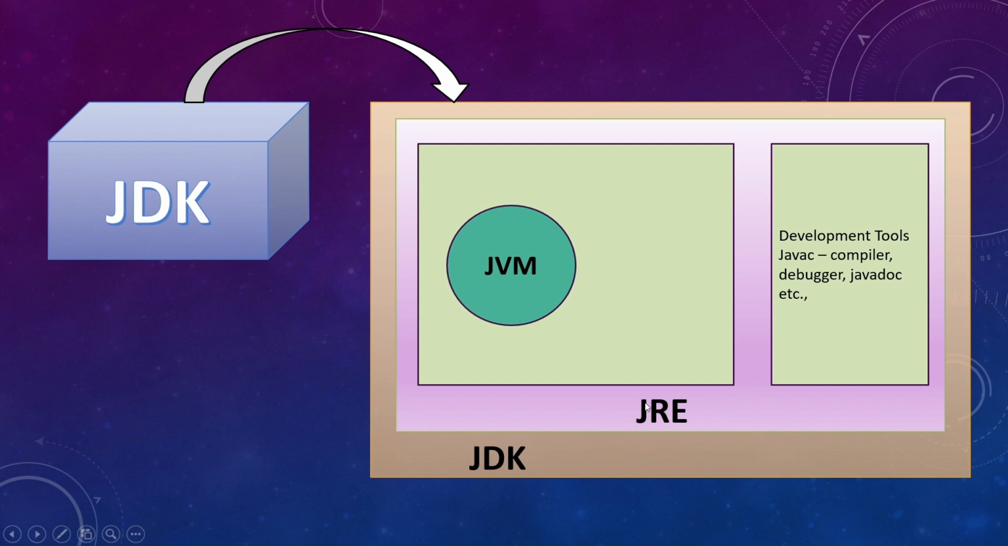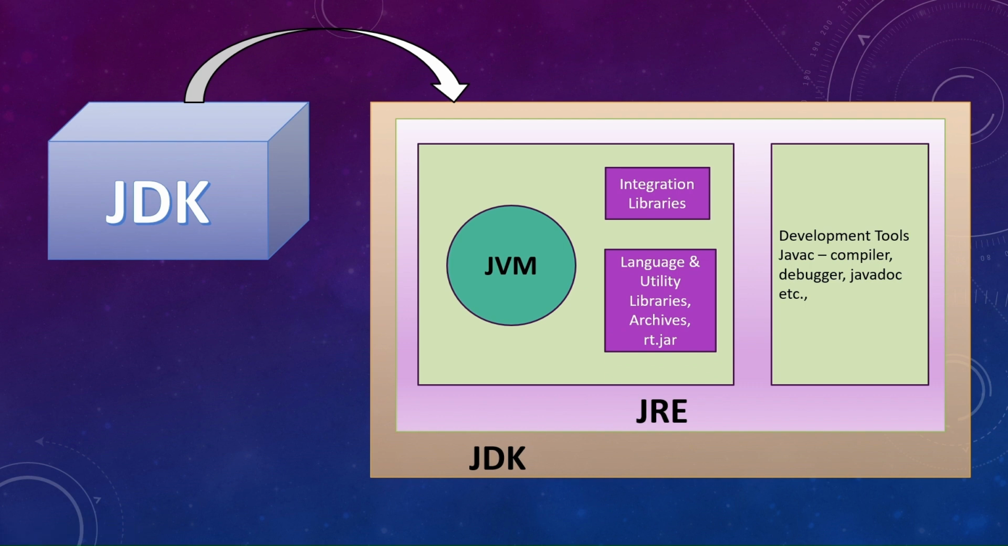We can say JDK is a superset of JRE, as it contains JRE with all the tools that are required. Now let's see what JRE is. JRE is a runtime environment. It is an installation package that provides a platform to execute Java programs. It includes the JVM and the necessary runtime libraries.